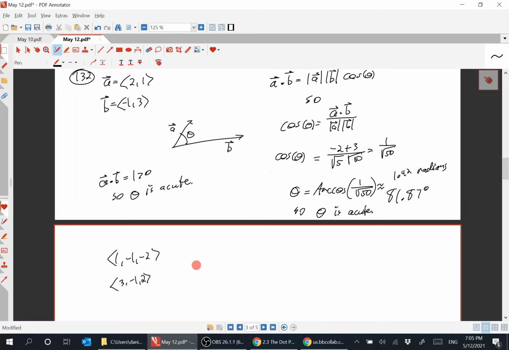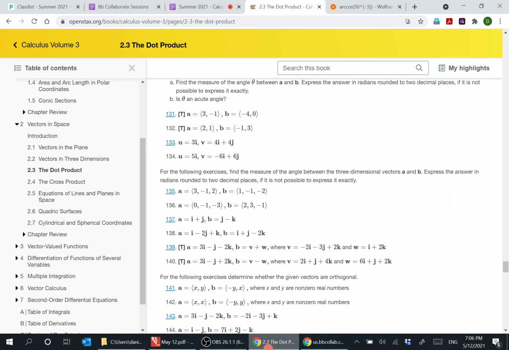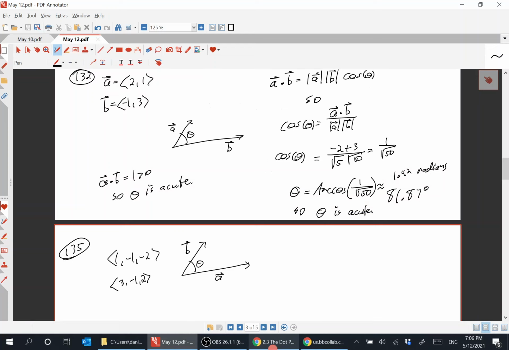So this is B and A. And again, we're trying to find the angle between them. This is number 135. It's the same thing in 3 dimensions as it is in 2. So the dot product is something that goes for a pair of vectors in any dimension, the same dimension, but any dimension. So that was B, and this is A.